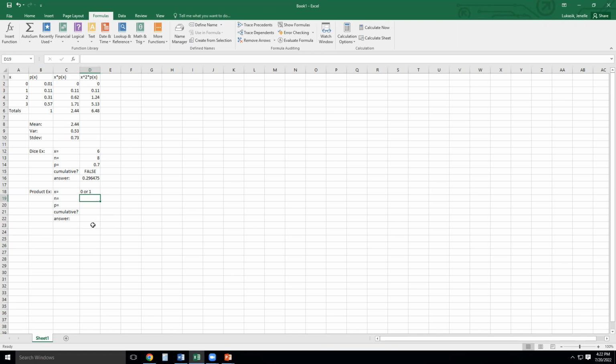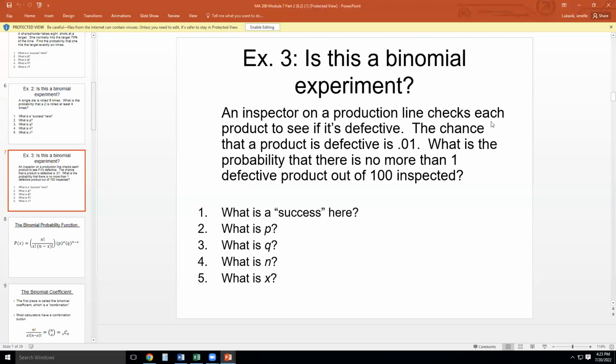So if you had to do X's like 0, 1, 2, 3, 4, 5, 6, 7, something like that, then what we would want to do is definitely do it the way I'm going to show you here, where we use the cumulative to make it easier than doing them all separately. All right, so our number of trials, remember, was 100 because we were checking 100 products. And the probability of success, remember, was 0.01.